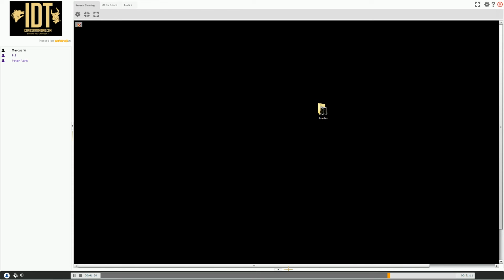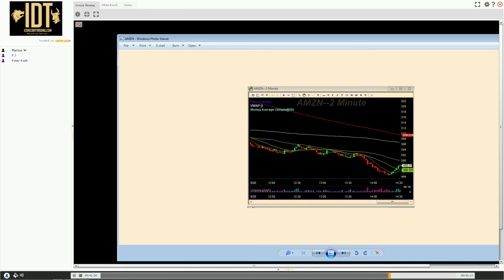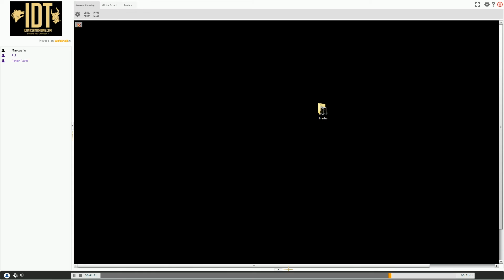I think that's going to be it on the candles. Everybody did the topping tails. I already did the Amazon. So that's pretty much it on the candlesticks, on the charts, on the formations.